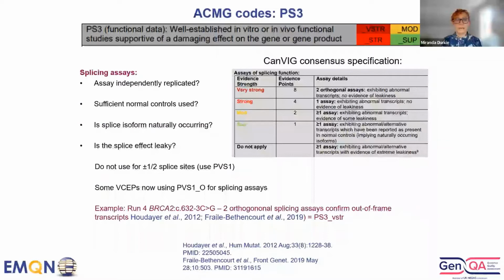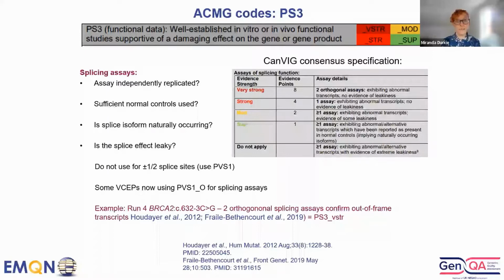The Brnich guidelines cover the protein assays really well, but do not go into splicing at all. So there is a ClinGen SVI group looking at splicing, but there are no guidelines available as yet. So meanwhile, you just have to be very careful to make sure that the assay that you're looking at is well established and is a good quality assay. Some of the things to think about: has it been independently replicated? Have they used sufficient normal controls? If you detect an abnormal isoform, is that isoform naturally occurring? And is the splice effect leaky? That means, do you get some wild type protein from that mutant allele?